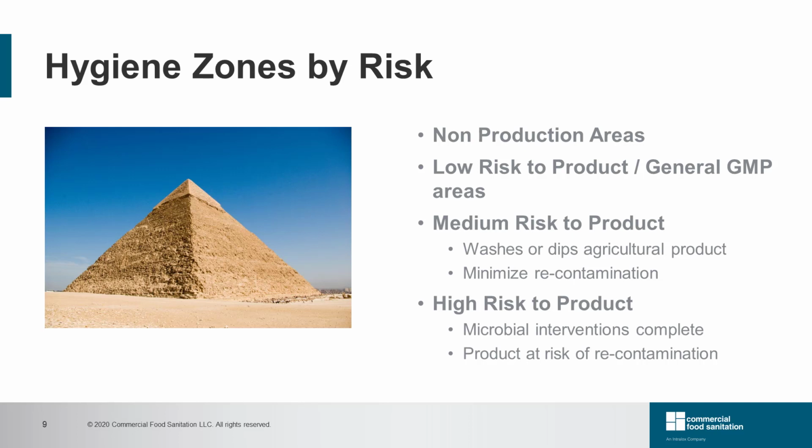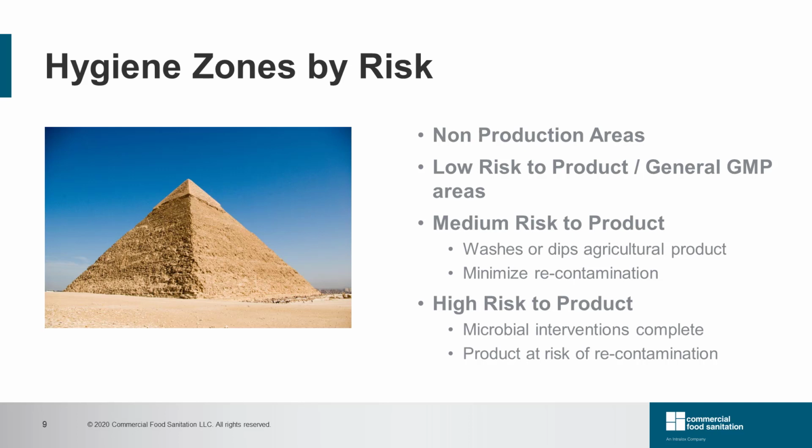Hygiene zoning models based on risk include non-production, low risk, medium risk, and high risk areas, which may be referred to as ready-to-eat or high hygiene areas. Non-production areas require pest control and food defense measures. Low-risk areas may include raw material storage and require pest control and food defense measures as well as basic GMP compliance.